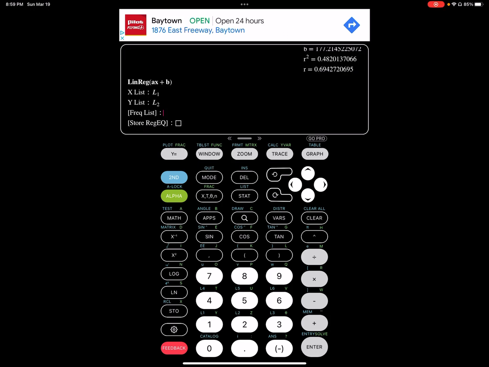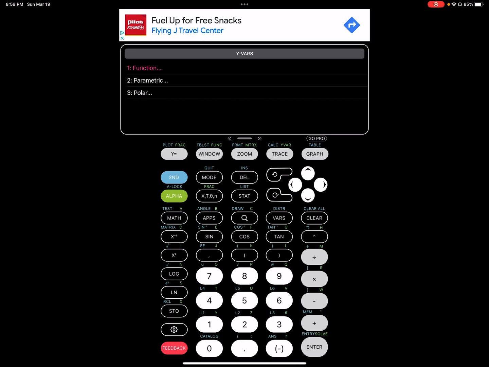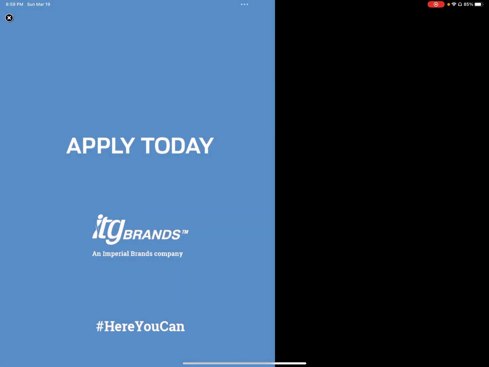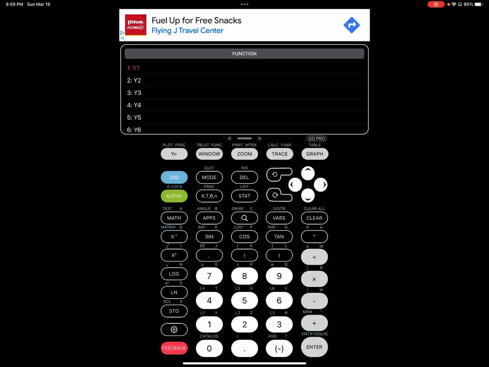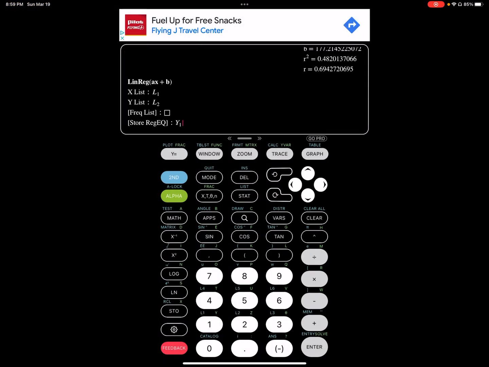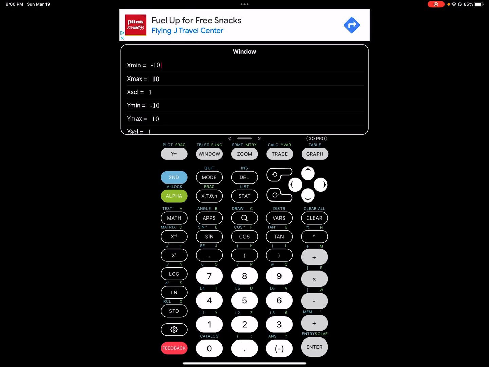So if I do this same operation here again, I say stat, I go over to calc, and I want a linear regression. Okay, frequency list, that's fine. Store the regression equation in, if I go to vars, and then I say function, and it's because I don't have the paid version here, and I say store it in Y1. Okay, I need to change my window to pretty much what my lowest and highest values are there.